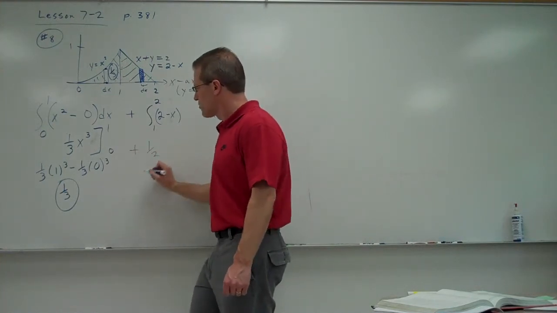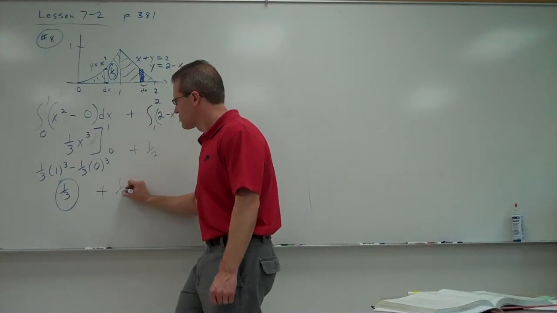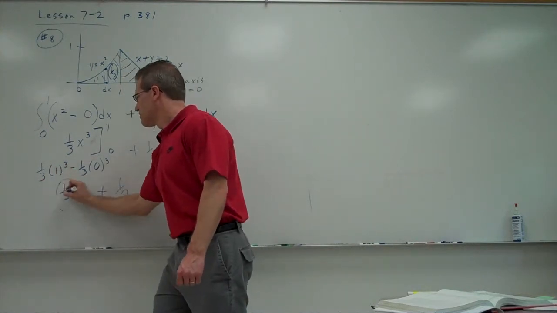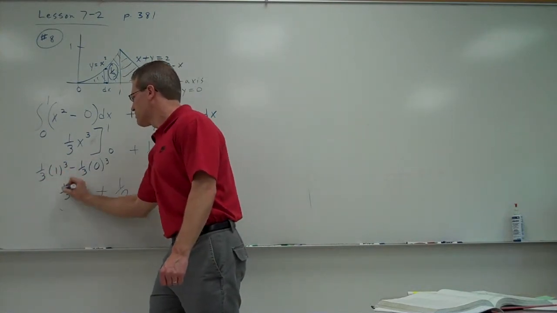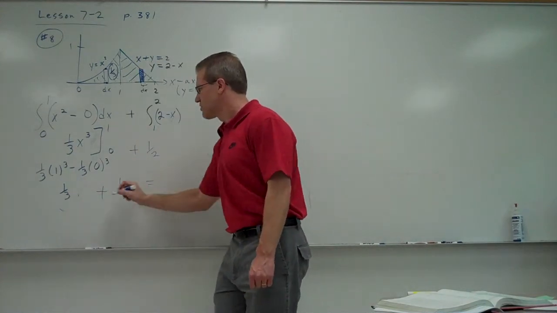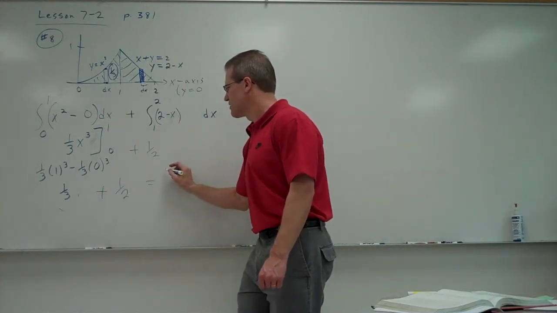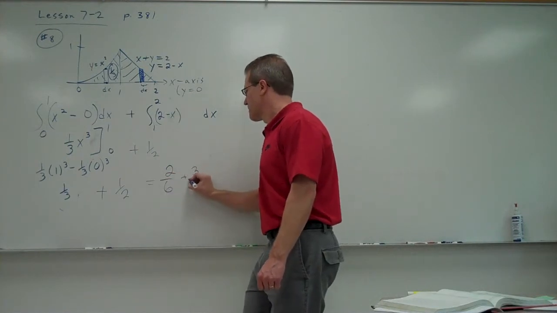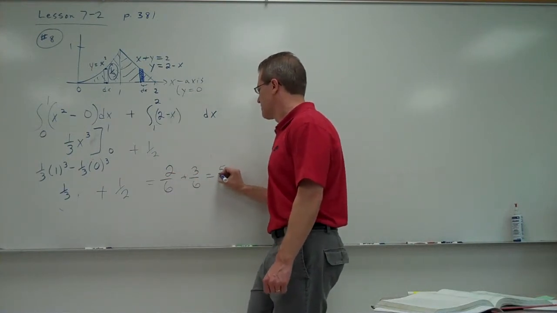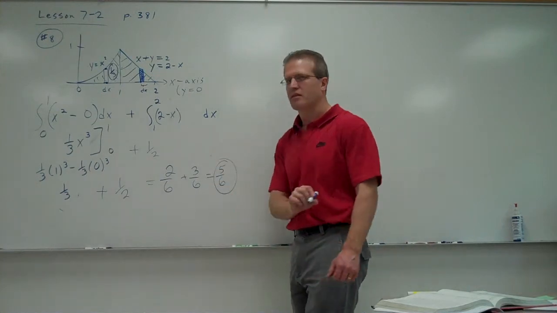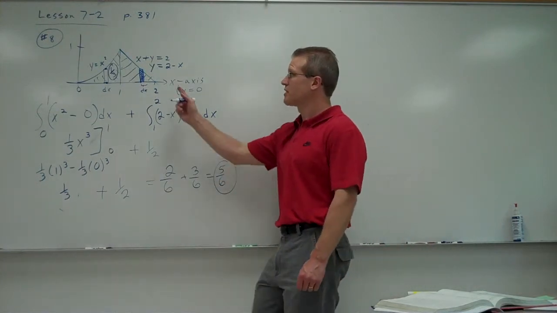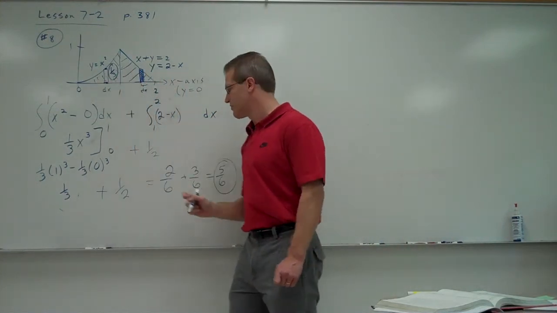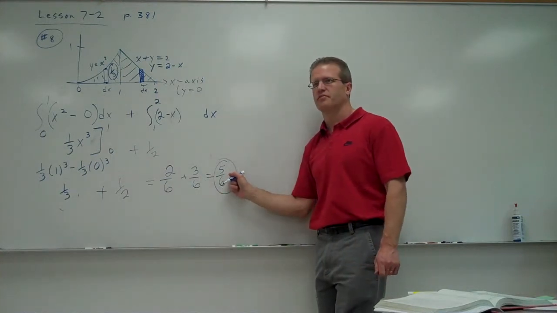So we're going to end up taking 1/3 plus 1/2. Use a common denominator. Common denominator would be 6. So it would be 2/6 plus 3/6. Final answer would be 5/6. And probably tomorrow we'll do the area running the slices horizontally, and we'll get the same answer of 5/6.